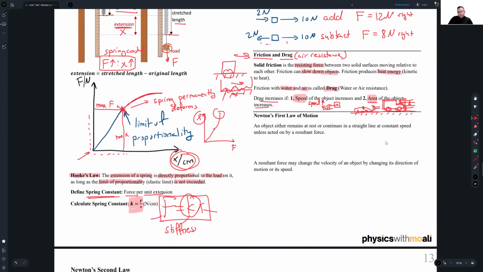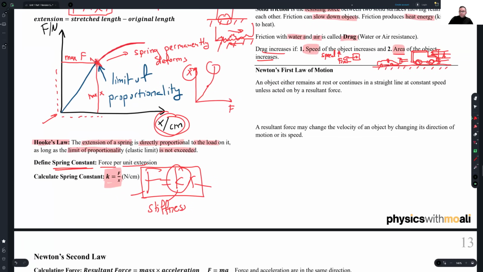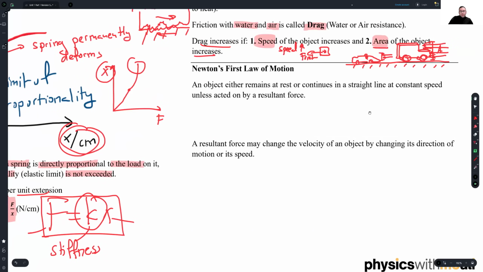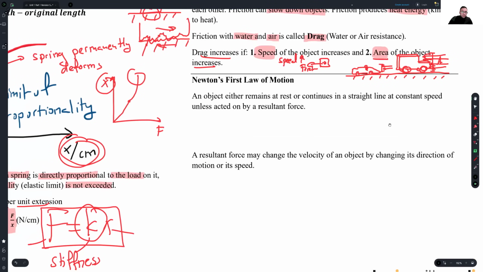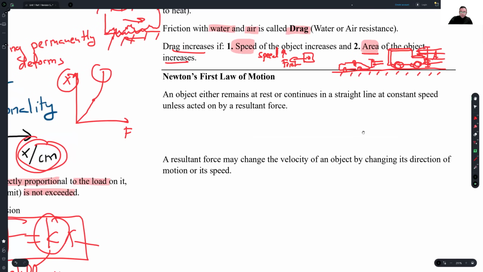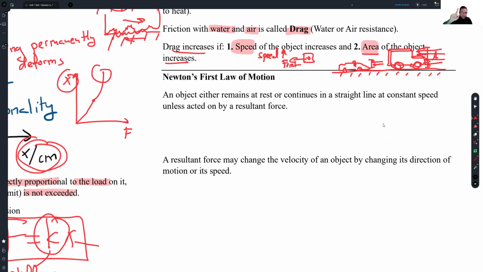Now, let's go over Newton's first law. What is Newton's first law of motion? You find the limit of proportionality from the graph, or it's always given to you. It states, and you don't have to memorize the statement, by the way. Do not memorize the statement. Just understand what can happen. An object either remains at rest or continues in a straight line at a constant speed unless acted on by a resultant force.